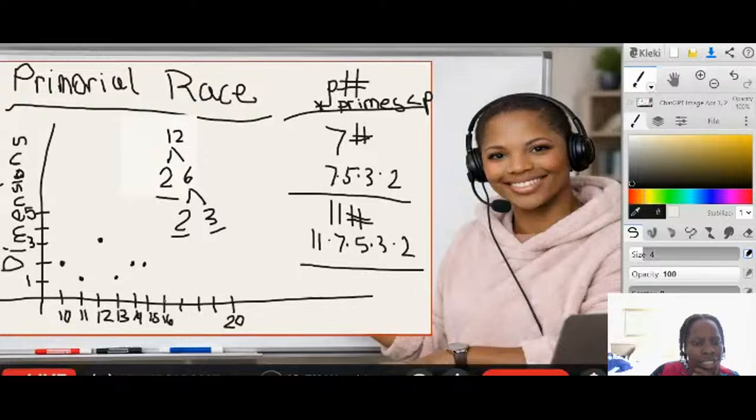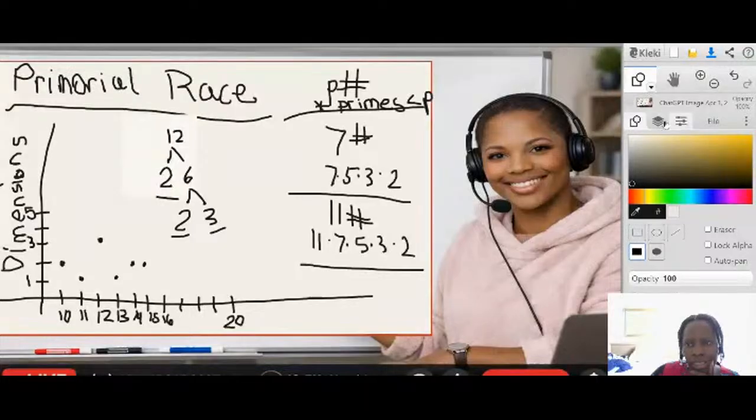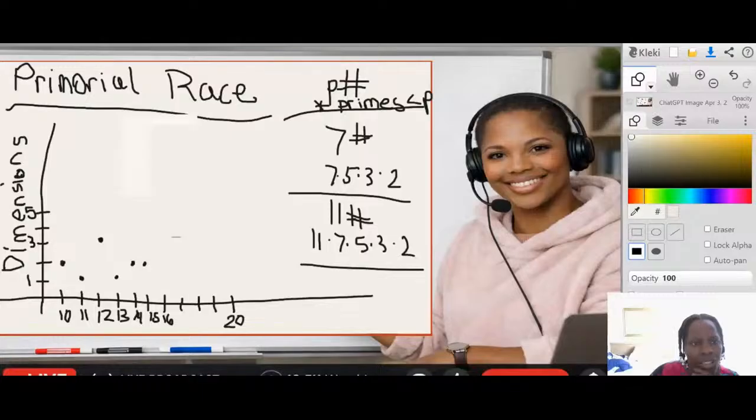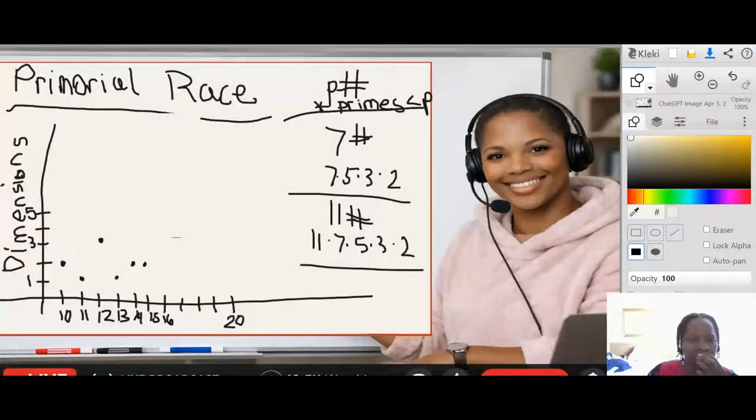And then 16, let me go ahead and erase this. Oh, okay, that's nice. Okay, so yeah, that's more like it. So now we know it's like right there.